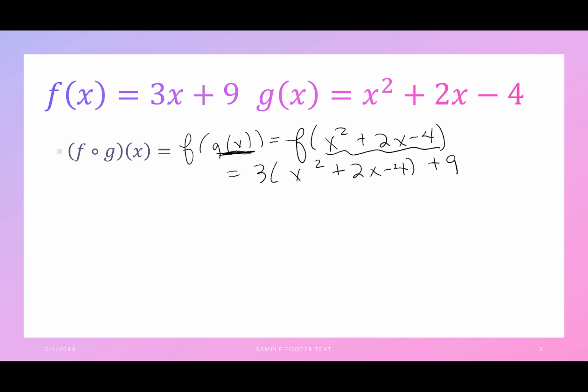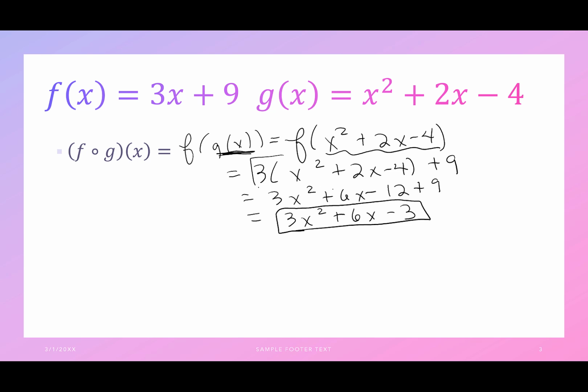If you want to multiply it through and say 3x squared plus 6x minus 12 plus 9, that's okay. Then you can say that's 3x squared plus 6x. Negative 12 and 9 gives you minus 3. So you have 2 choices. You can do this simplified or you can leave it in the first step. Just to make sure we understand, let's go the opposite way. Let's do g composition f of x.